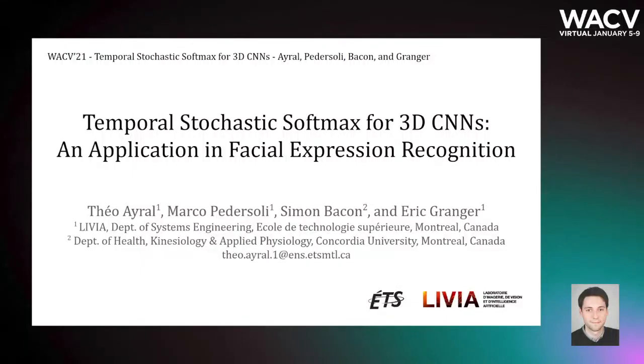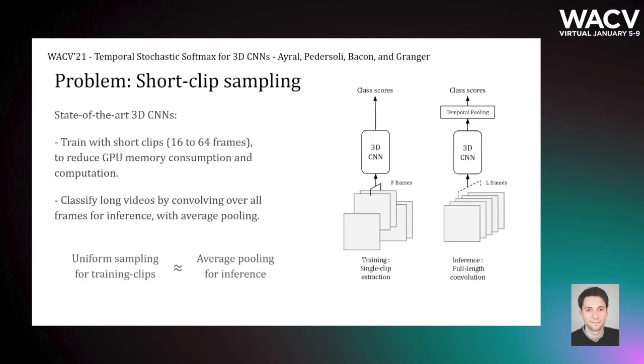I am going to present our work on Temporal Stochastic Softmax, a training method for 3D convolutional neural networks. For practical reasons, to reduce GPU memory consumption and computation time, spatiotemporal deep learning models are trained with short video clips randomly sampled from training videos. Clips are sampled uniformly, which is equivalent to using average pooling on classification scores.